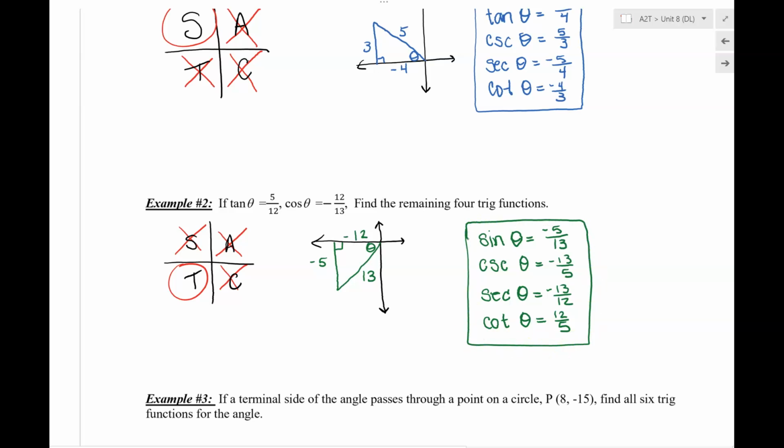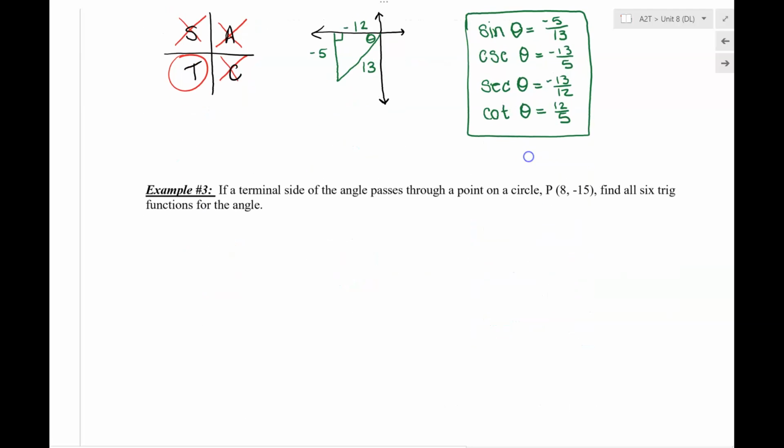Yes, cotangent would be negative 12 over negative 5, but negative over a negative means that it would be positive, and we don't write negative over a negative. It's not simplified form. Okay, last example.